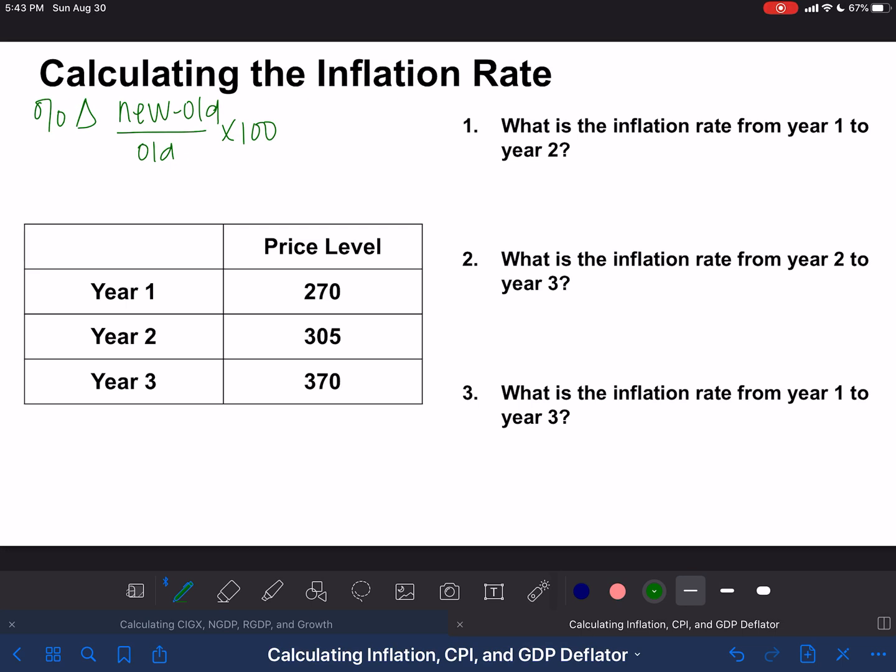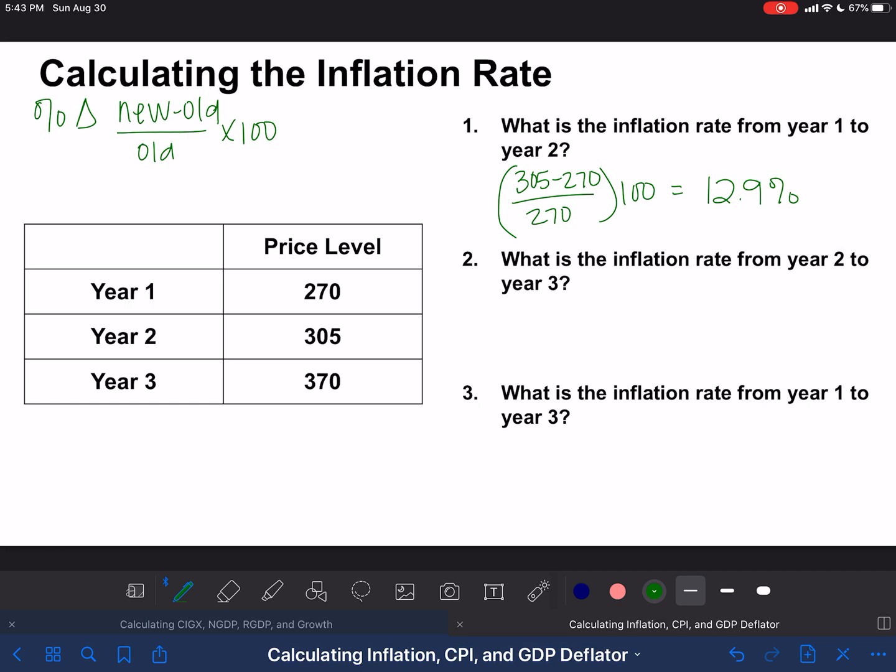So if we're going to calculate the inflation rate from year 1 to year 2, it's new minus old over old times 100, and what does that give us? It gives us 12.9%. So go ahead and calculate 2 and 3, and then you can restart the video.